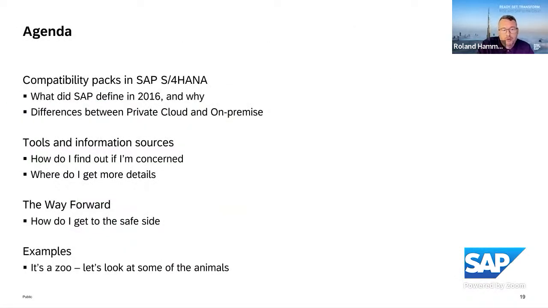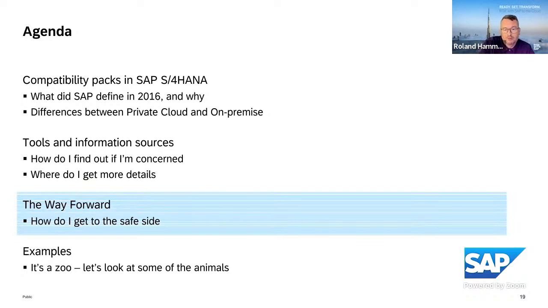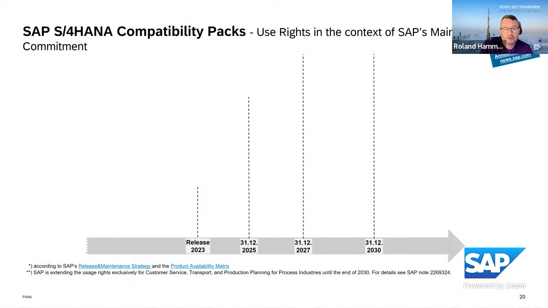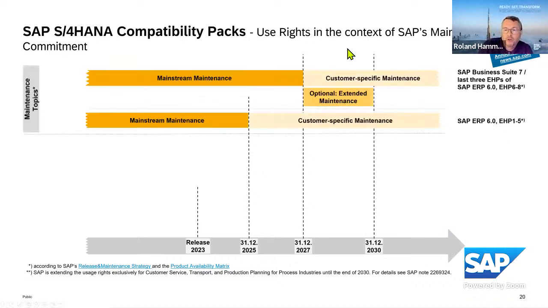So let's talk a little bit about the way forward. How would you get a safe ride in migrating from ERP to SAP S/4HANA, or doing an upgrade project on SAP S/4HANA if you're already on it and you have to deal with the compatibility scope? Let's look a little at the timelines first. When we look first at the ERP side of the house, you see ERP is a maintenance topic, and there are different releases. As you can see here, for SAP ERP 6.0 in the lower enhancement packages, the mainstream maintenance will end by end of 2025, and then this product will go into customer-specific maintenance.